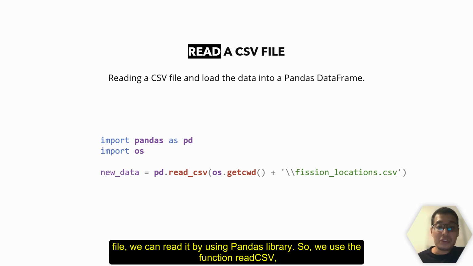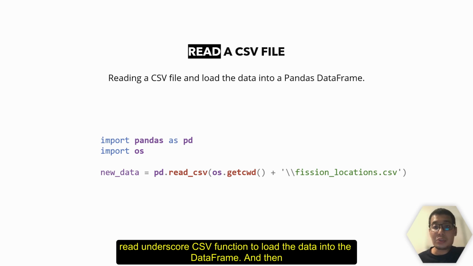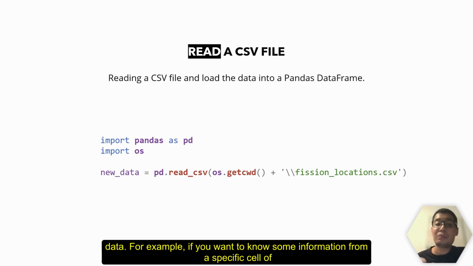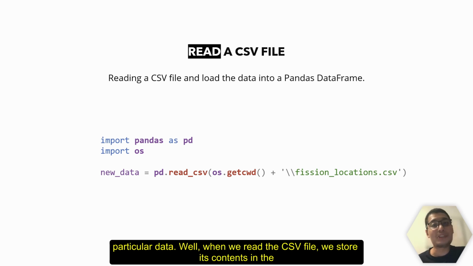So we use the read_CSV function to load the data into the data frame, and then later it will allow us to process and analyze the data. So we can retrieve the data. If, for example, you want to know some information from a specific cell of the data frame, you can always use a Python function to access that particular data.